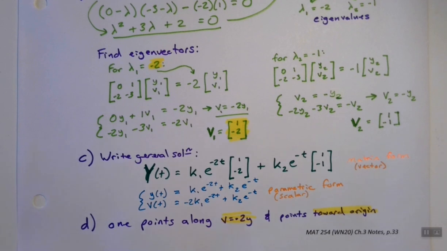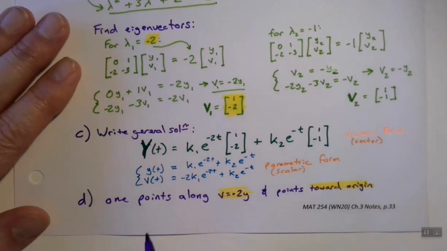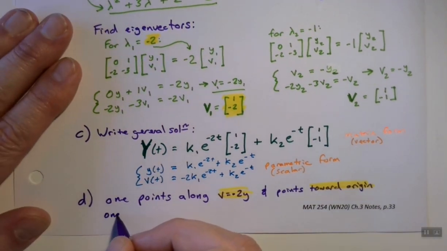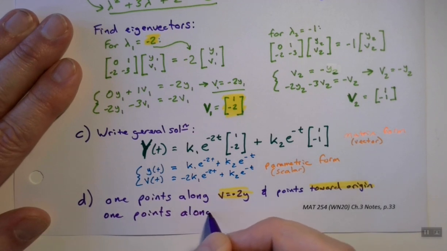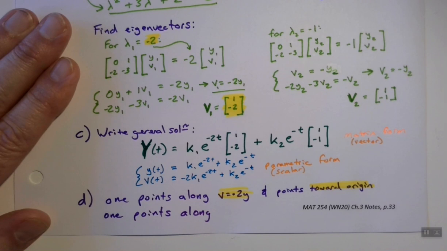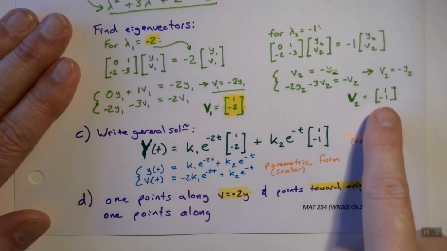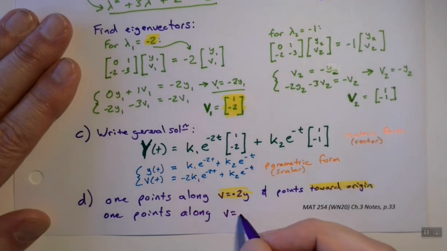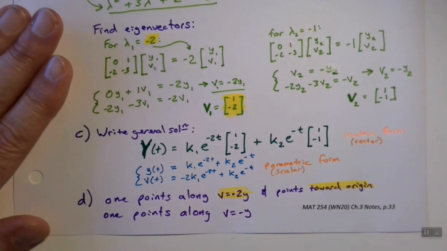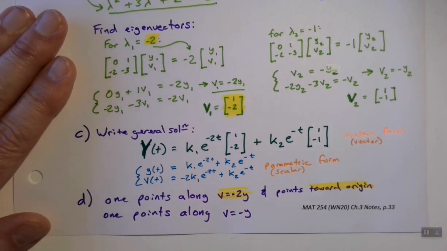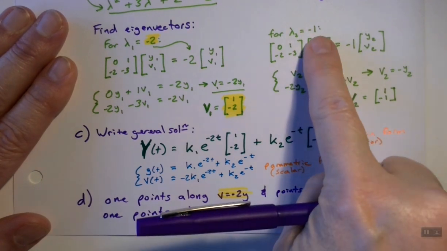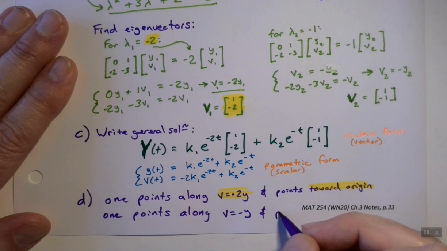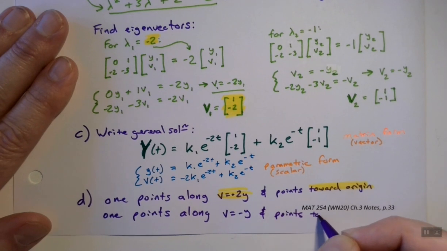And then, of course, the other one, squeezing this in at the bottom of the page here. One points along the slightly less exciting line, v equals y. That's what we did over here. V equals, oh, sorry, not just v equals y, v equals negative y. It's slightly exotic. And because it is also a negative eigenvalue, it points toward the origin.